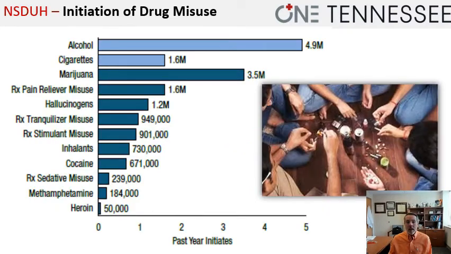This slide is looking at initiation of drug misuse. So how many people started using a substance in the previous year? So remember, alcohol's king. So that tops the list. And then when you look on the list, those two top ones, those are things that are legal. So alcohol is legal to purchase, cigarettes are legal to purchase.